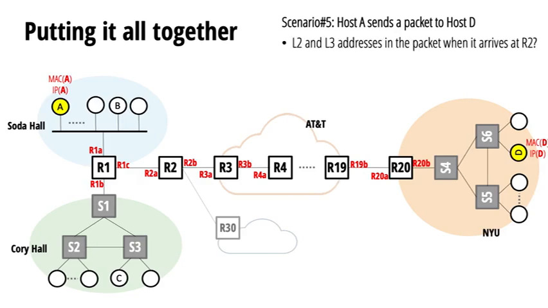So scenario 5, last one, and then I will hand off to you. Host A sends a packet to host D. Let's look at what the L2 and L3 addresses in the packet are when it arrives at R2. So I'm going to simplify IP addresses. A is the source, D is the destination. That is always the case. What about the MAC addresses? What's the source MAC address? Yep. R1C. And destination?